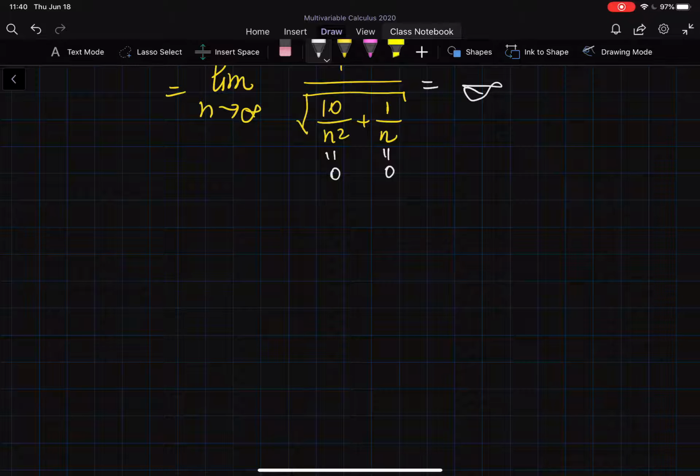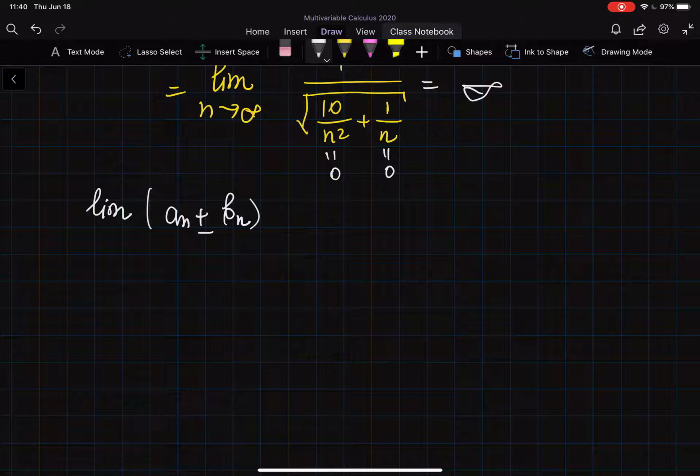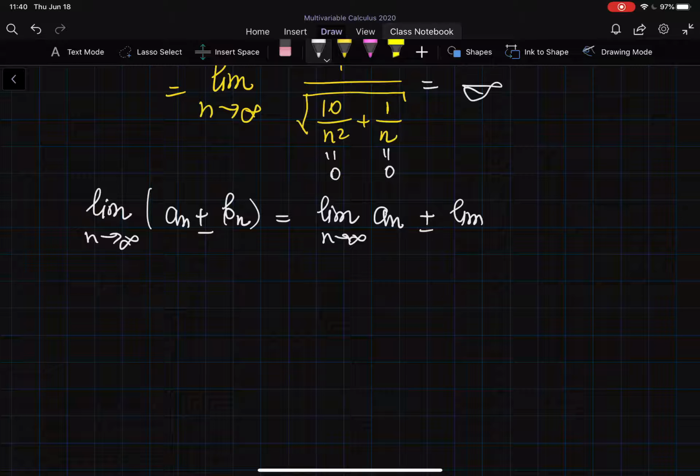Let me state a couple of them. Whenever you would like to find the limit of the sum of two sequences, or the subtraction, what you can do is just split them. So you can write this as the limit of the first sequence when n goes to infinity, plus or minus the limit of the second sequence when n goes to infinity.